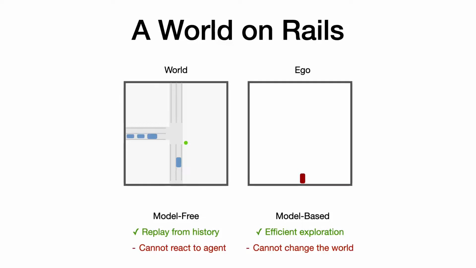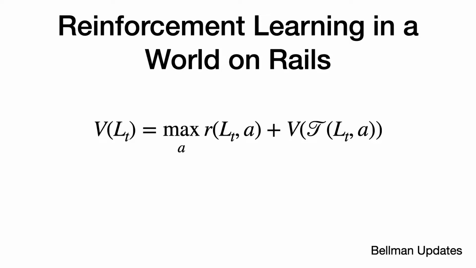How do we use our world on rails assumption for reinforcement learning? Let's start with a standard Bellman update that recursively defines a value function. The value describes how desirable a certain state is. Good driving is desirable, thus has a high value. A state that leads to a crash is not desirable and thus has a low value. The Bellman update defines this recursively by adding a reward, taking one step into the future and figuring out where a certain action would take us and how good the state is.